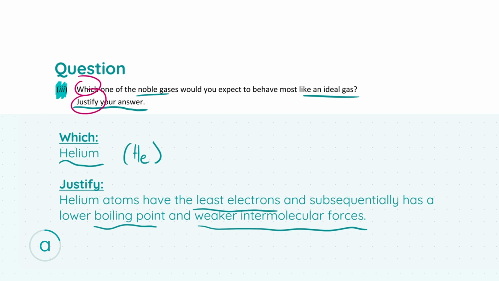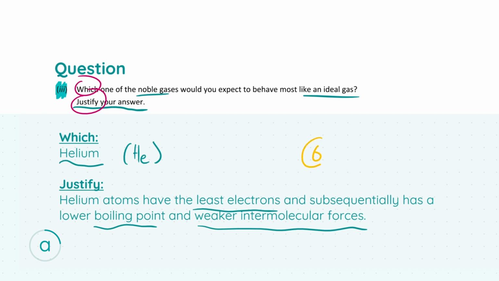You could have gone down the route of saying that the atoms themselves are more like point masses, or they have smaller volume. I personally went down the route of saying they have the weakest intermolecular forces, and as a result, they have a lower boiling point. These are all acceptable answers. But either way, it's important that you remember to include the answer, helium, and also this justification.